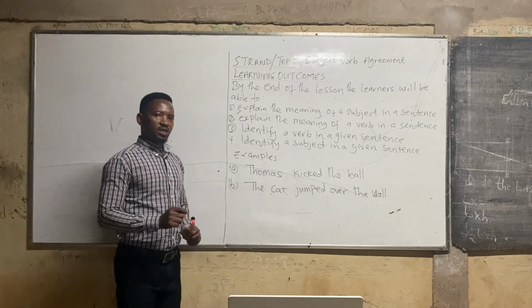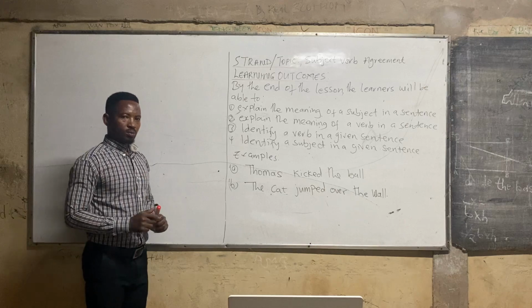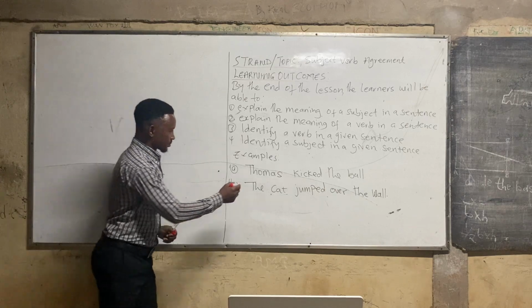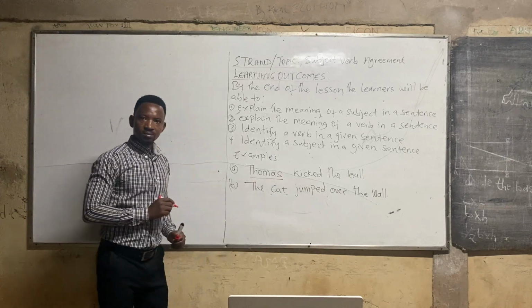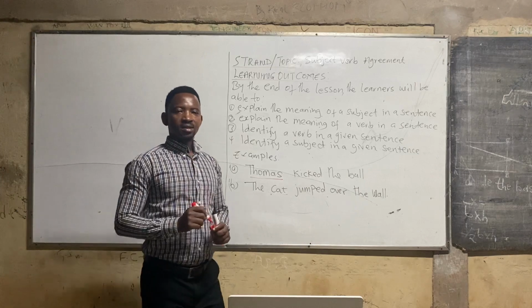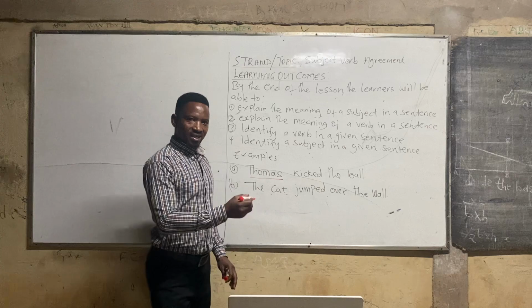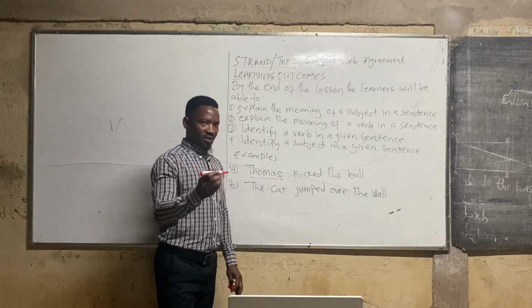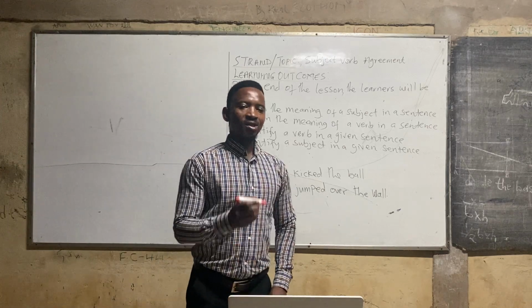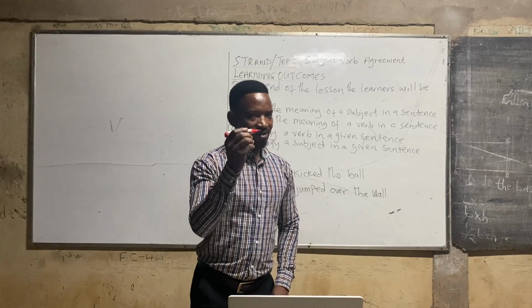When you ask the question, who kicked the ball? What will be the answer? Thomas. This means Thomas was the one that performed the action in the sentence. For that reason, we can conclude that Thomas is the subject.